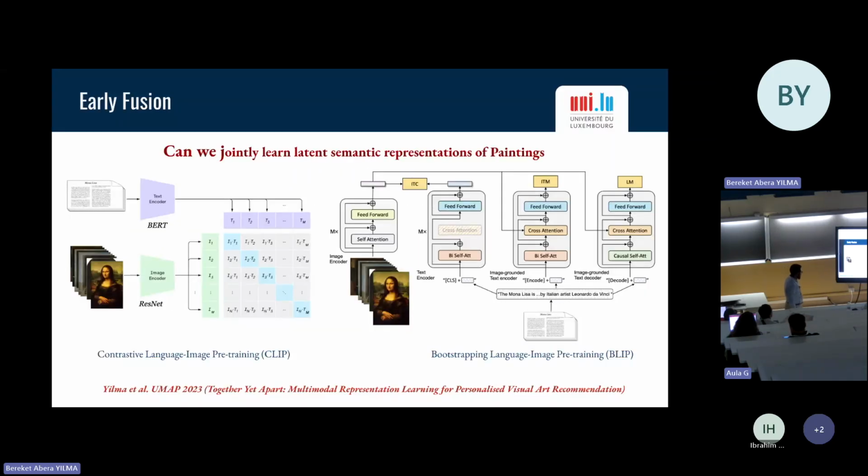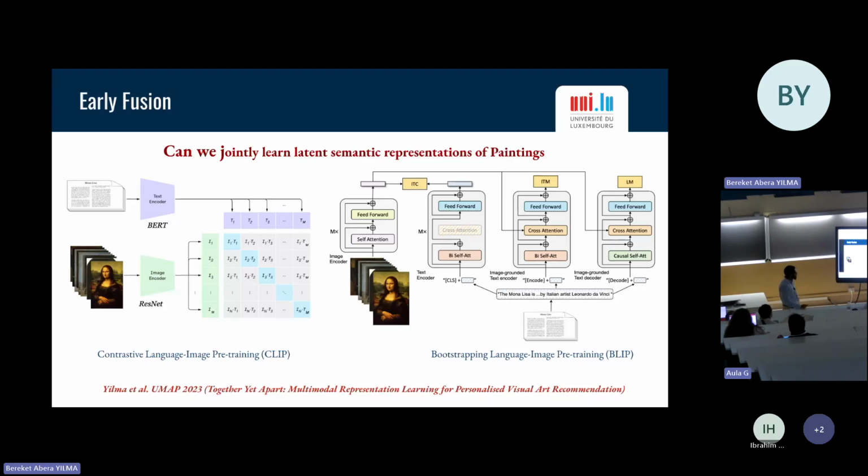Yeah, so these are the two models that we propose. If you're familiar with CLIP and BLIP, are you familiar with BLIP and CLIP? These are multimodal representation learning techniques. In the first case, we use contrastive learning to jointly learn a joint embedding space from visual and textual. But at the end, we are going to have a joint embedding space for both visual and textual.